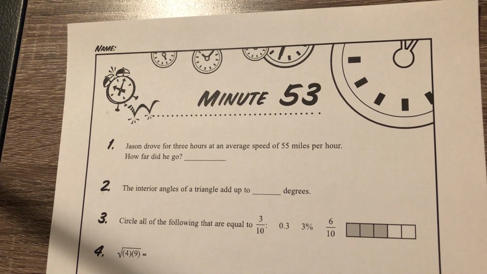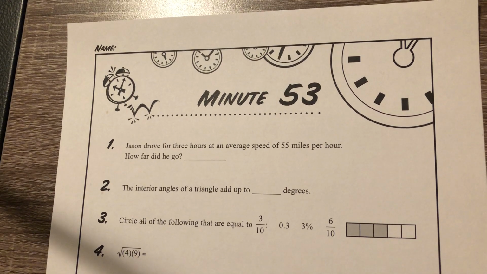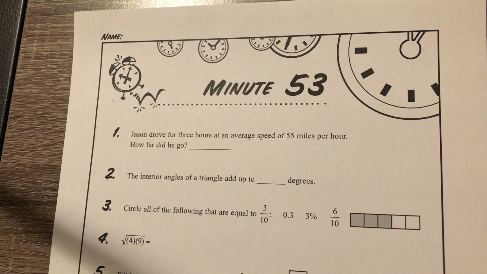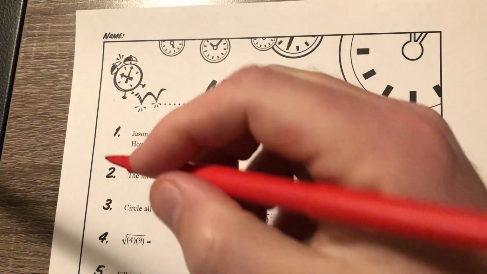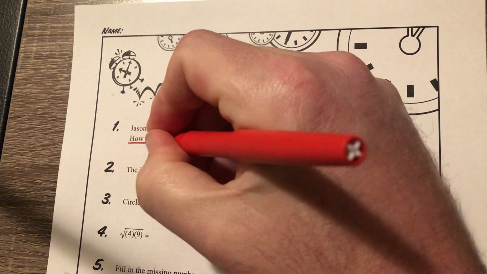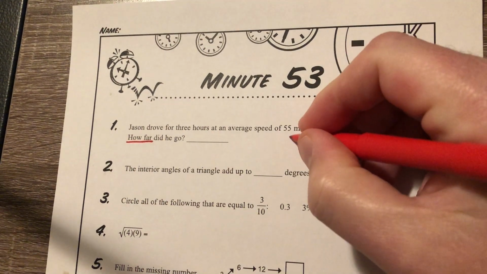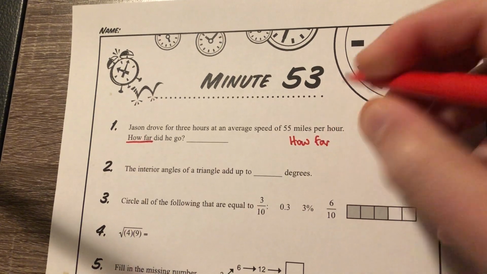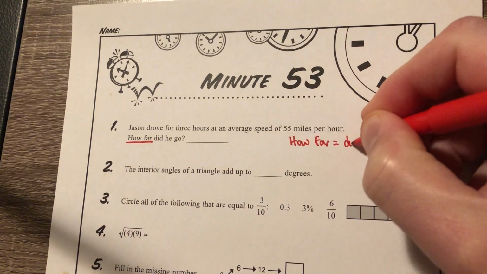Math Minute 53. Number 1 says, Jason drove for 3 hours at an average speed of 55 miles per hour. How far did he go? So the key phrase here is how far. And how far means that they're asking for distance.